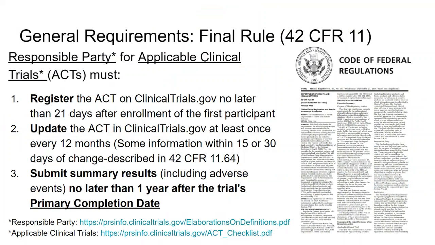The general requirements under the final rule are that responsible parties, typically the PI, for an applicable clinical trial must register on clinicaltrials.gov no later than 21 days after enrollment of the first participant. The trial must be updated at least once a year, similar to continuing review in the ERB, and some information in the record requiring more timely update, such as study start date, primary, and study completion date, should be revised from anticipated date to actual date within 30 days of the changes. Again, these are required by law.